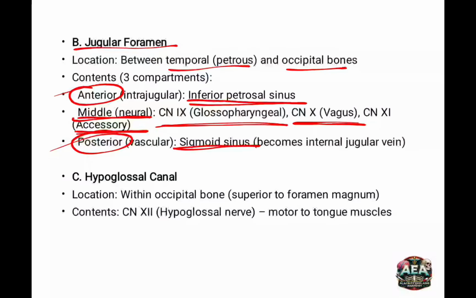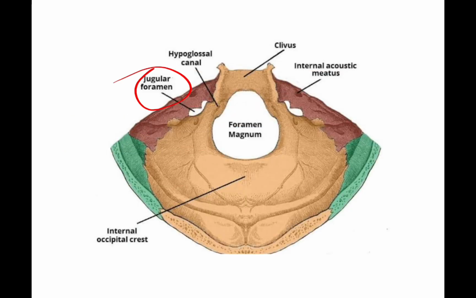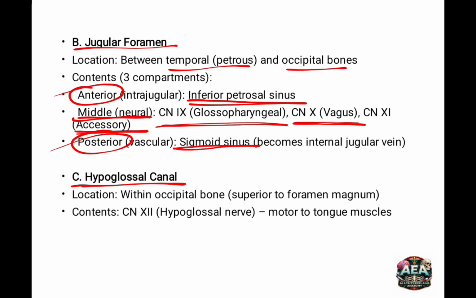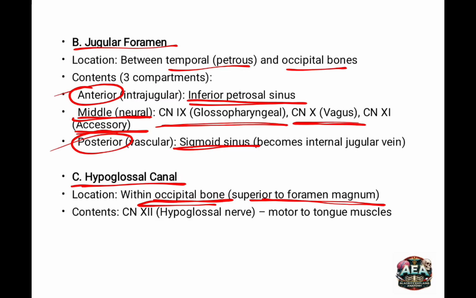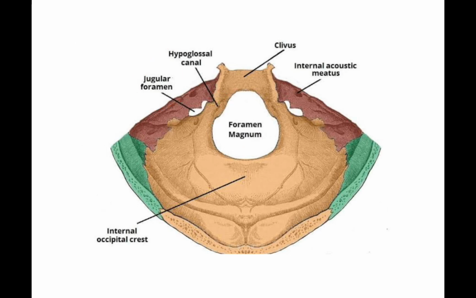So we have the hypoglossal canal. As we can see from this image, this is our hypoglossal canal located here. It's in the posterior cranial fossa, located within the occipital bone, superior to foramen magnum. This is our foramen magnum. It is superior to the foramen magnum. It contains the hypoglossal nerve, which supplies the tongue muscles.